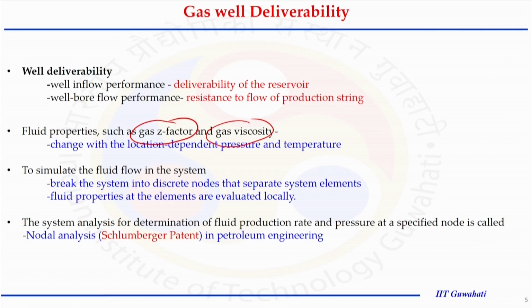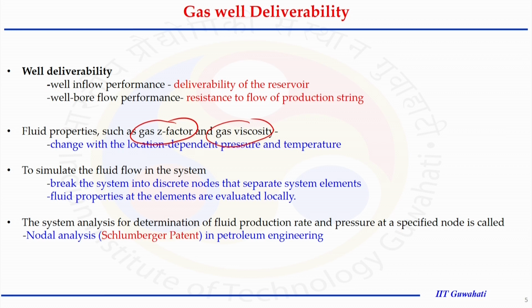To simulate the fluid flow in the system, we can divide this system into different nodes, as we did, to understand mathematically what is happening. We can break down the system and the fluid properties are calculated at that node, either by taking the average of the pressure or temperature, or by specifying the known pressure and temperature at that condition. The system analysis for determination of fluid production rate and pressure is overall a pressure versus Q flow rate relationship.